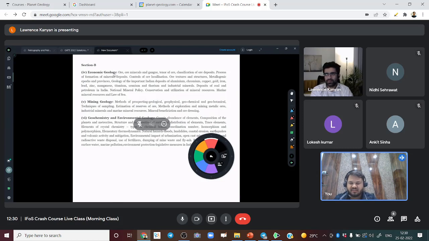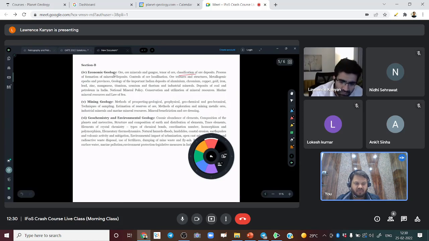The first is ore mineral, gangue, tenor of the ore, classification of ore deposits. These are very basic things. We have been reading about ore and gangue since our school days, so they are not going to ask directly on it. The first topic which can be asked in the exam is classification of ore deposits. There are two main classifications. One is Lindgren's classification, and this one is the most commonly asked.